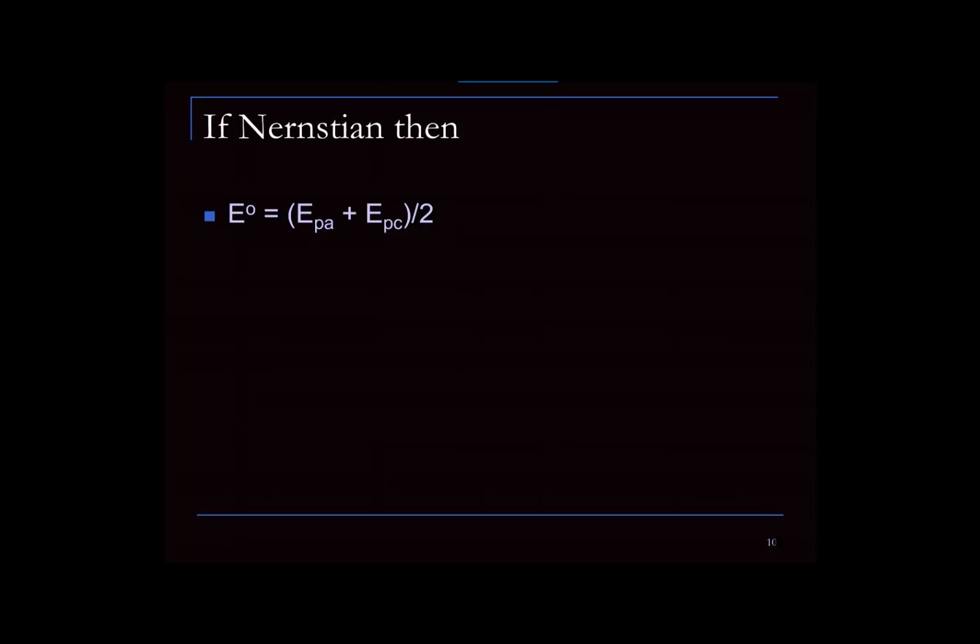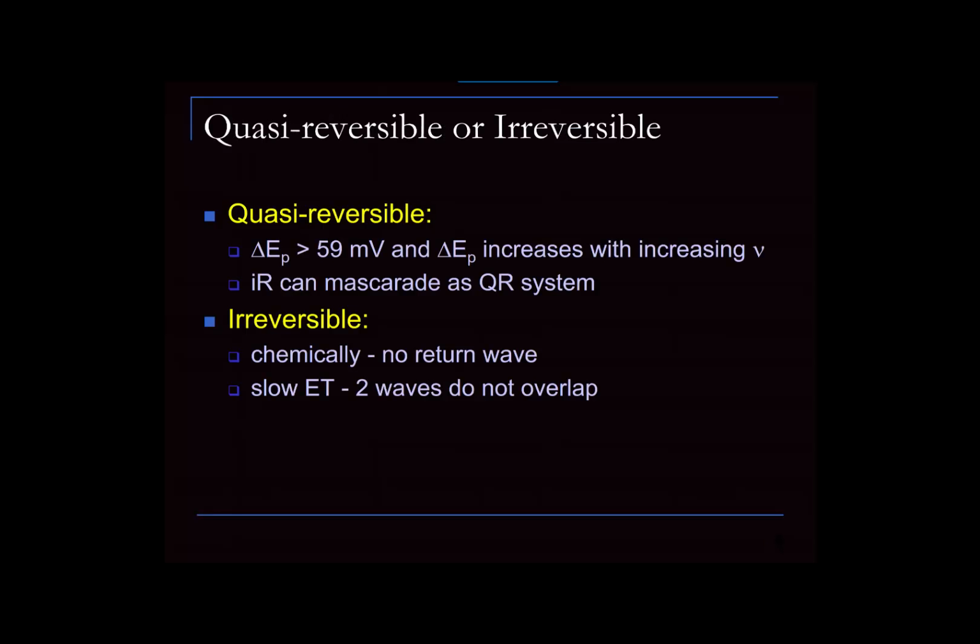Very exciting thing. Now, not every system is reversible. In electrochemistry, equally exciting is the fact that they aren't. They can be what are called quasi-reversible or irreversible. And I want to show you some examples of both. Quasi-reversibility tends to be characterized by a delta E peak which is greater than 59 millivolts and which varies with scan rate. So if delta E peak increases as you increase your scan rate, then you're possibly dealing with a quasi-reversible system.